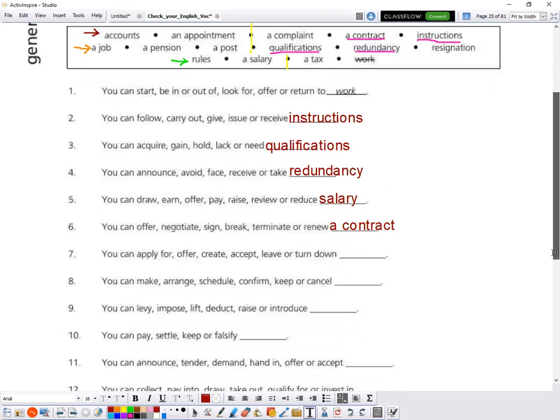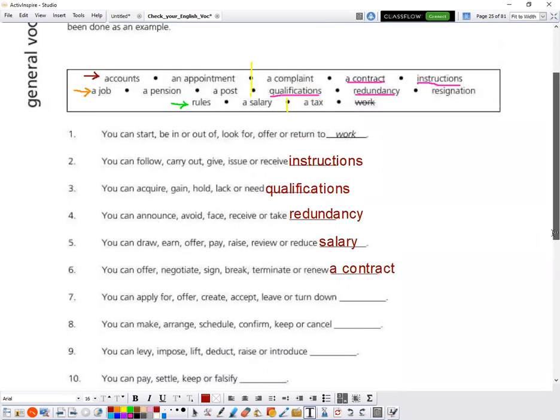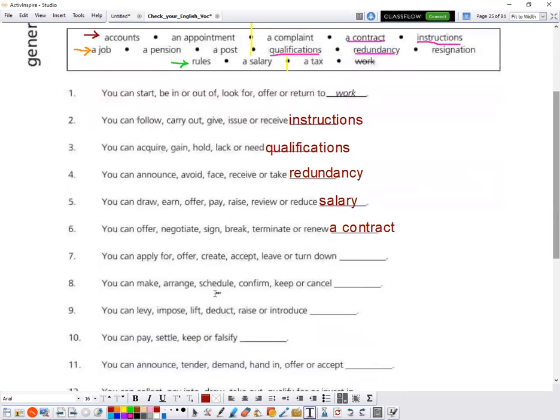You can apply for. Offer, create, accept, leave, or turn down.